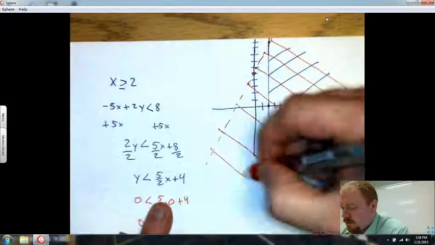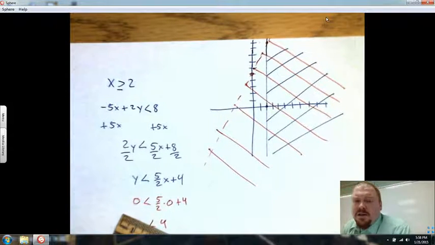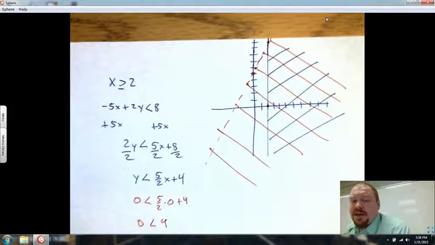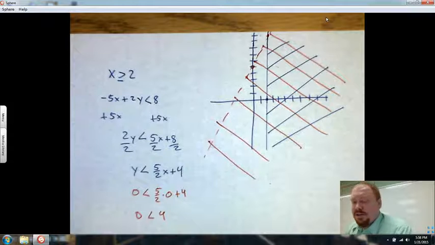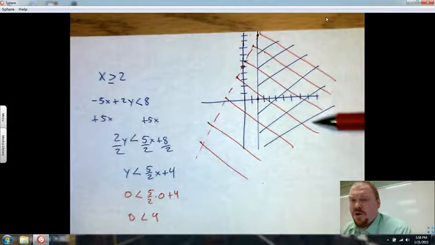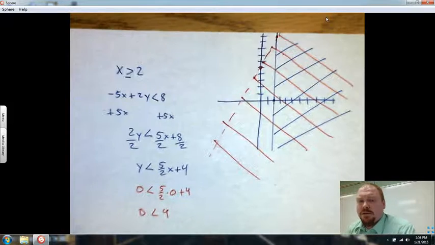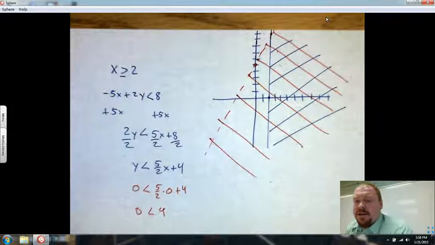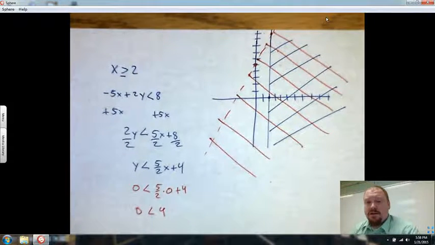And the solution to this set of inequalities is this region where the shading overlaps. And that is our tutorial on how to solve systems of linear equations or linear inequalities using graphing.